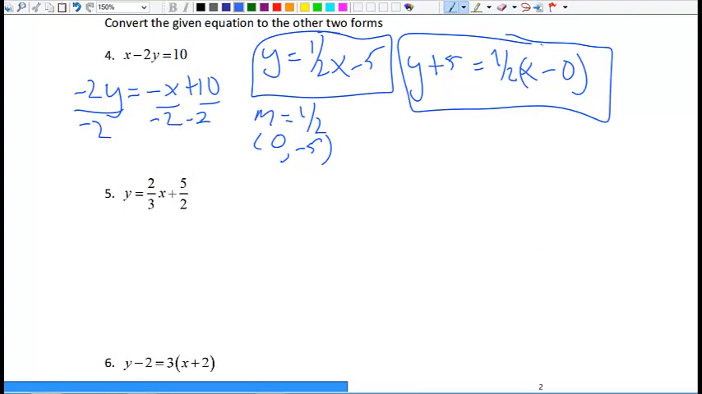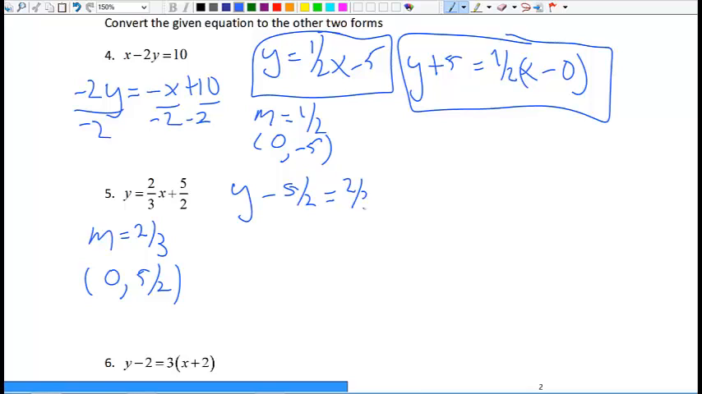Okay, number 5, I'm given slope-intercept form. I want to convert to the other two. So I'm going to go ahead and pull off of this that I have a slope of 2/3 and a y-intercept of (0, 5/2), which means I can automatically jump and put it into point-slope form. So y minus 5/2 equals 2/3 times (x minus 0).